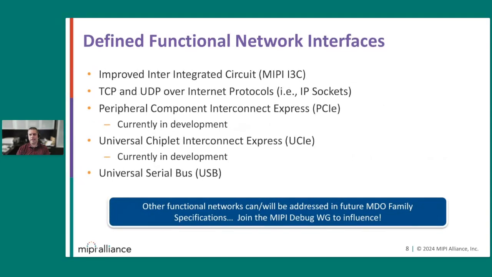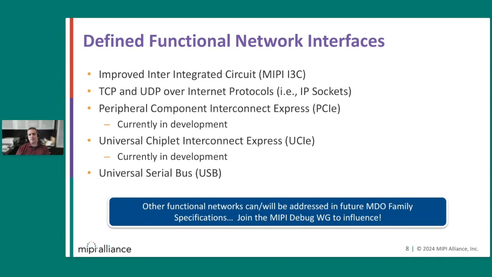So I kind of hinted at what the family includes today, right? So today, this is what we have in the family. As you saw, we have I3C, we have the IP socket, so that does TCP, UDP. We have USB, and we're currently working on PCIe and UCIe, which hopefully you'll see towards the end of 2025. And as Ian mentioned, there'll be more discussions on UCIe in the next webinar.